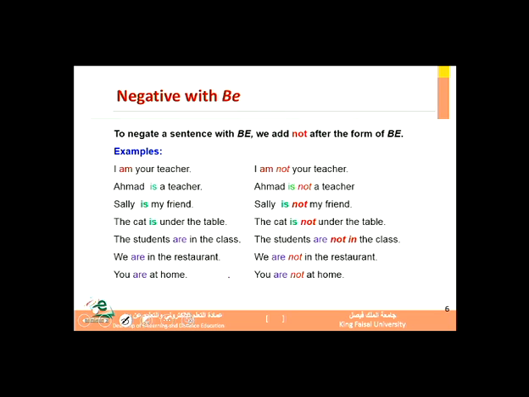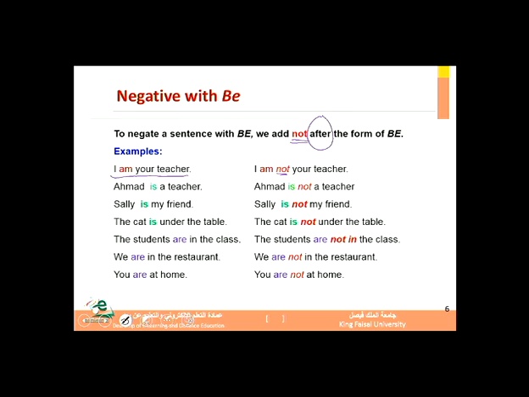Now let's learn how to make a sentence that is positive into a sentence that is negative. In other words, how to negate the sentence with verb to be. Negative with verb to be. Now, according to the rule that we have today, to negate a sentence with verb to be, we just add not after the form of verb to be.